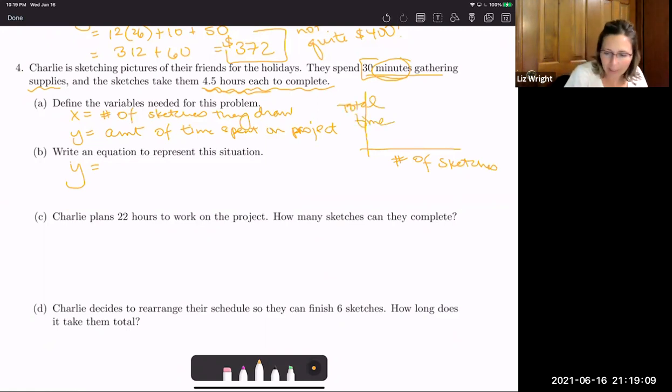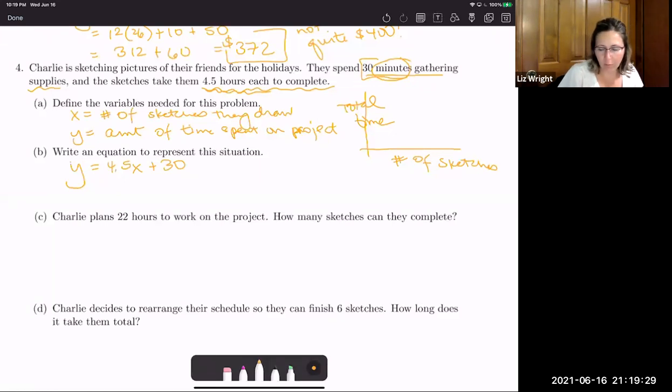All right, so Y equals, what's our rate of change? Our rate of change is 4.5x, by however many sketches we do, plus the 30 minutes it takes us to round up the supplies.